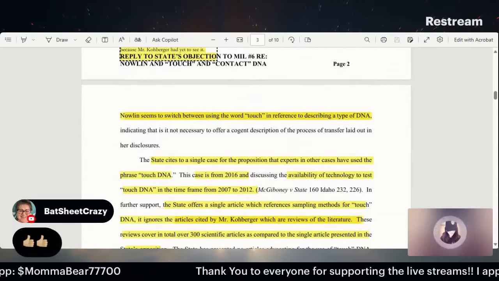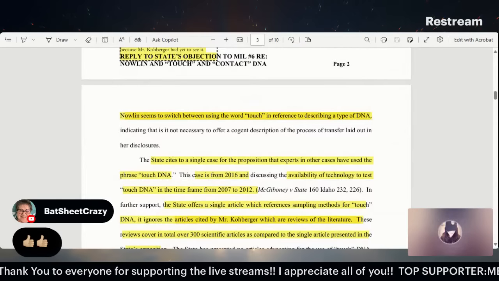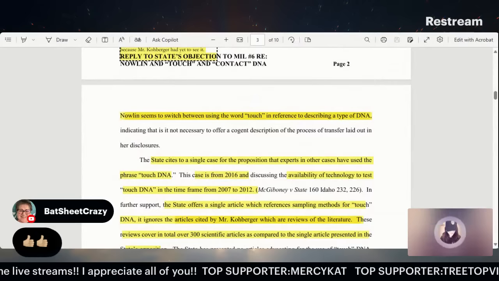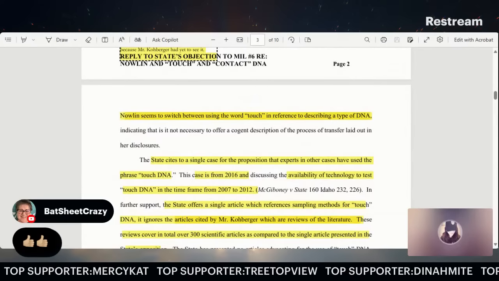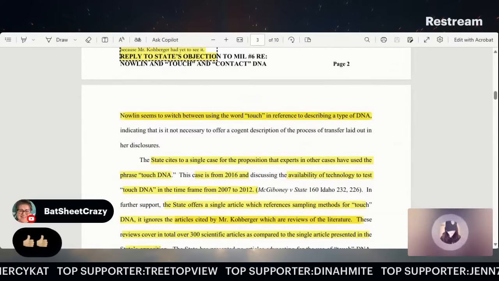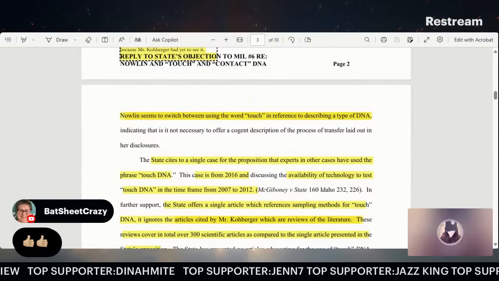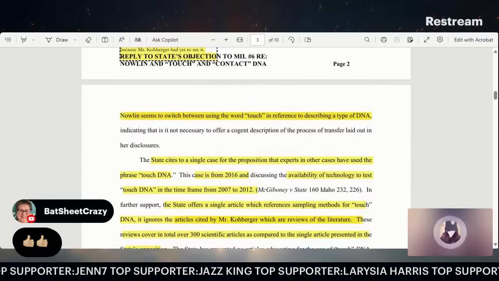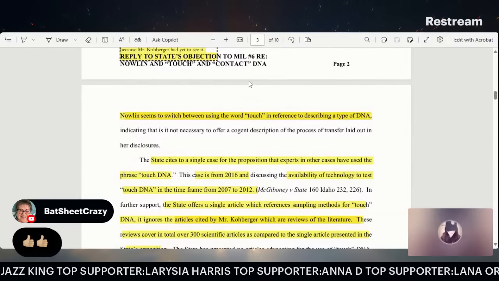Cogent, adjective of an argument or case: clear, logical, and convincing. Okay, cool. So clear, logical, and convincing. Cogent means clear, logical, and convincing, right? Cool. Cogent.